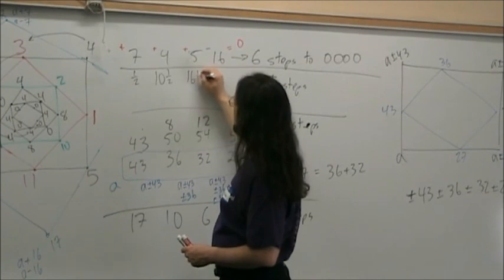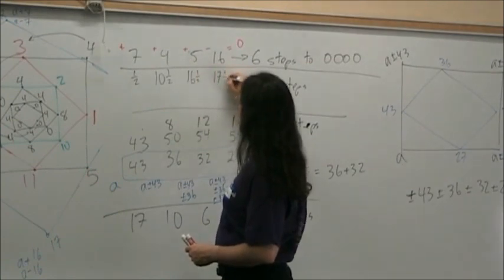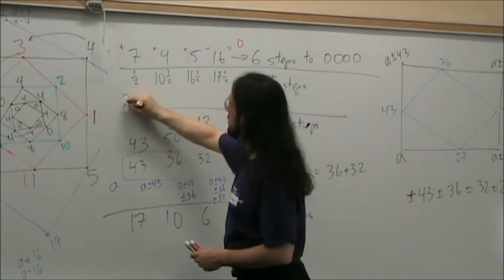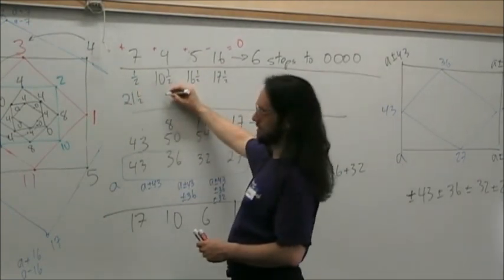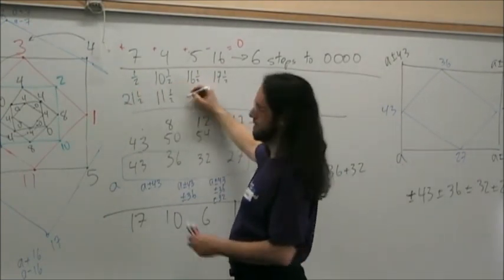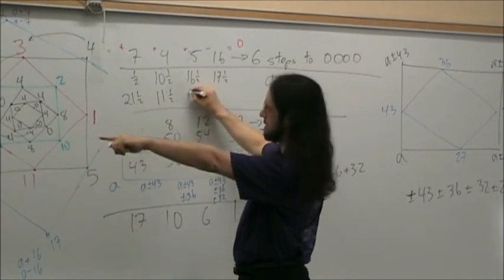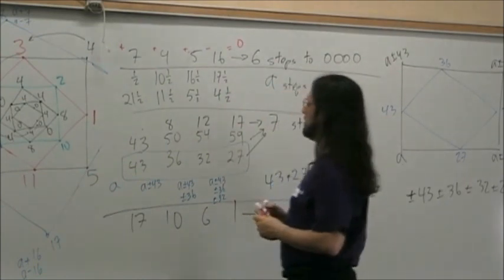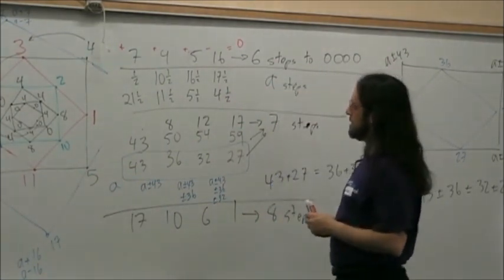16 and a half. 17 and a half. Or start with 21 and a half and go subtracting all the way around. 11 and a half, and minus 6, 5 and a half, and minus 1, 4 and a half. And let's check in each case.